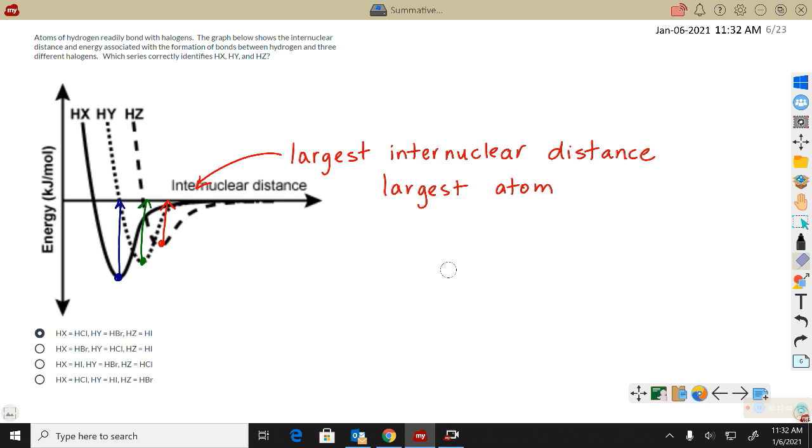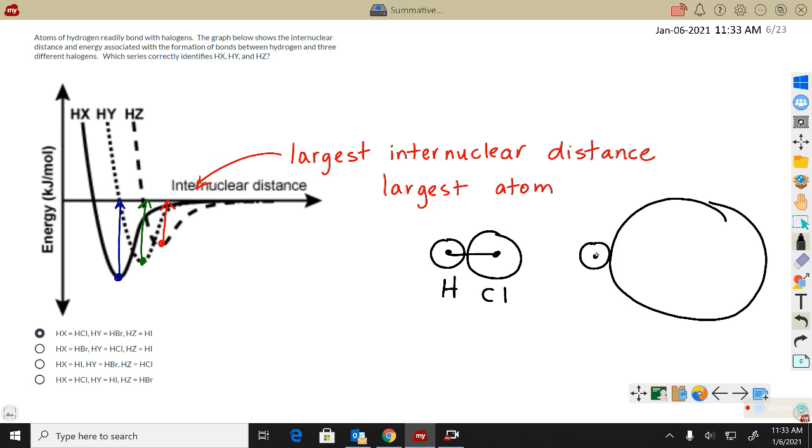Hydrogen's a little baby, so maybe this is hydrogen, and fluorine is still pretty small, but I guess they don't give me fluorine. I'll make a chlorine. So maybe here's a hydrogen bonded to chlorine. But as I go from chlorine to bromine to iodine, iodine is a way bigger atom. So maybe here's my hydrogen again, and something like this, hydrogen and iodine. Iodine is much bigger than bromine or chlorine.